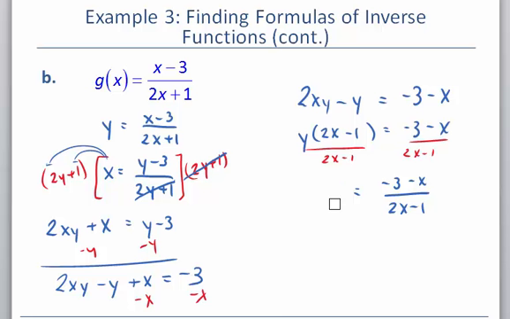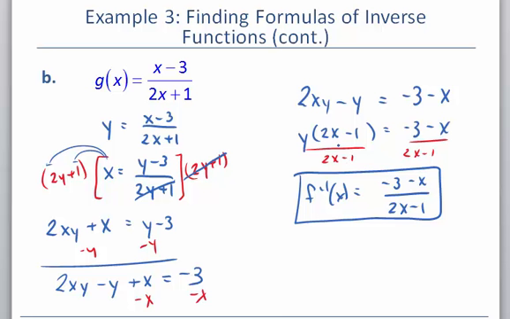And our last step is to change out the y for the function notation f inverse. So our inverse function is negative 3 minus x over 2x minus 1.